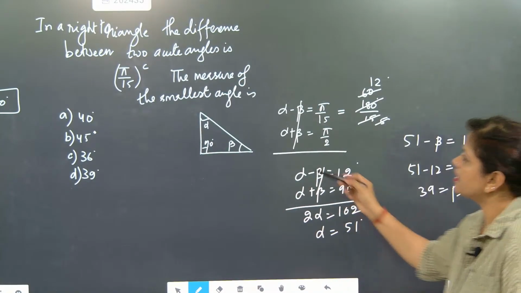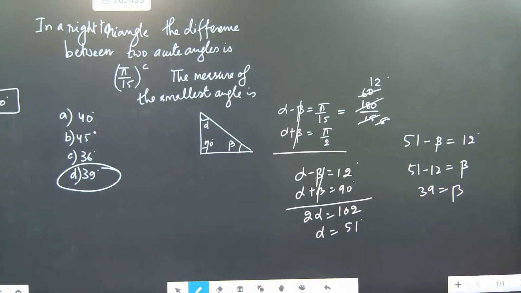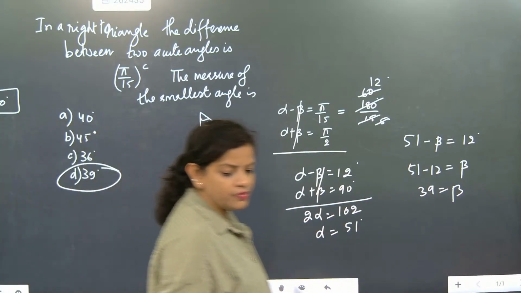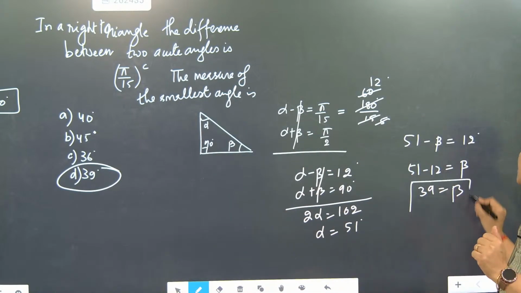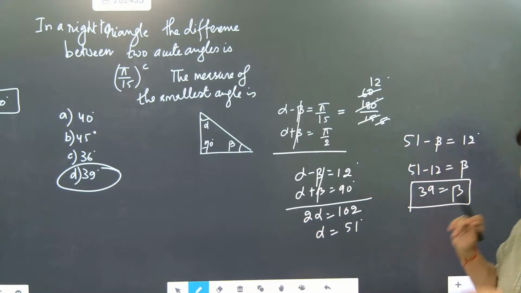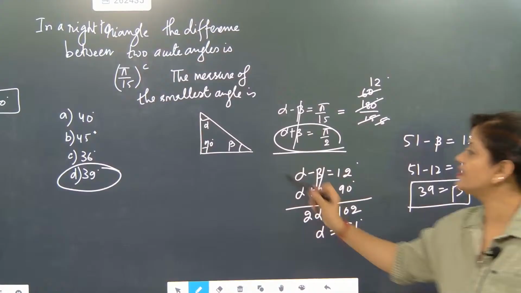So the correct answer here is D, 39 degree. We have to solve it like this. Many times students make a mistake here. What is the major mistake students are doing, beta? The mistake is about how to get the second equation.